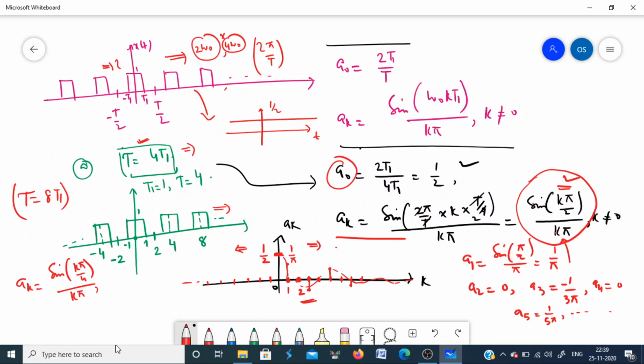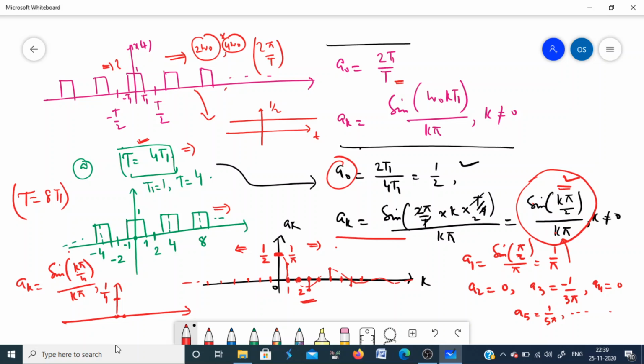So if you plot it, at k equal to 0 you will get 2t by t, or t is 8 times t1, it will become 1 by 4. At k equal to 1, you will get sine of pi by 4 upon pi. Then at k equal to 2, you will get sine of pi by 2 upon 2 pi, that is 1 by pi, and so on.